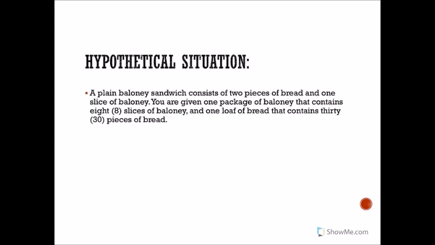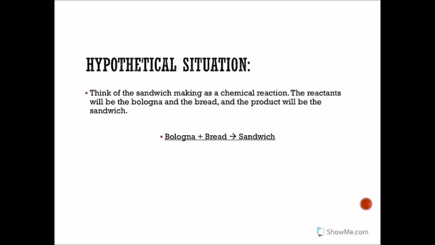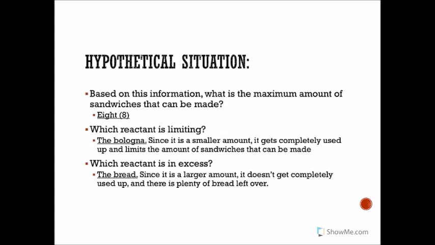A hypothetical situation here: a plain bologna sandwich consists of 2 pieces of bread and 1 slice of bologna. You're given 1 package of bologna that contains 8 slices of bologna and 1 loaf of bread that contains 30 pieces of bread. If we think of the sandwich making as a chemical reaction, the reactants will be the bologna and the bread, and the product will be the sandwich.